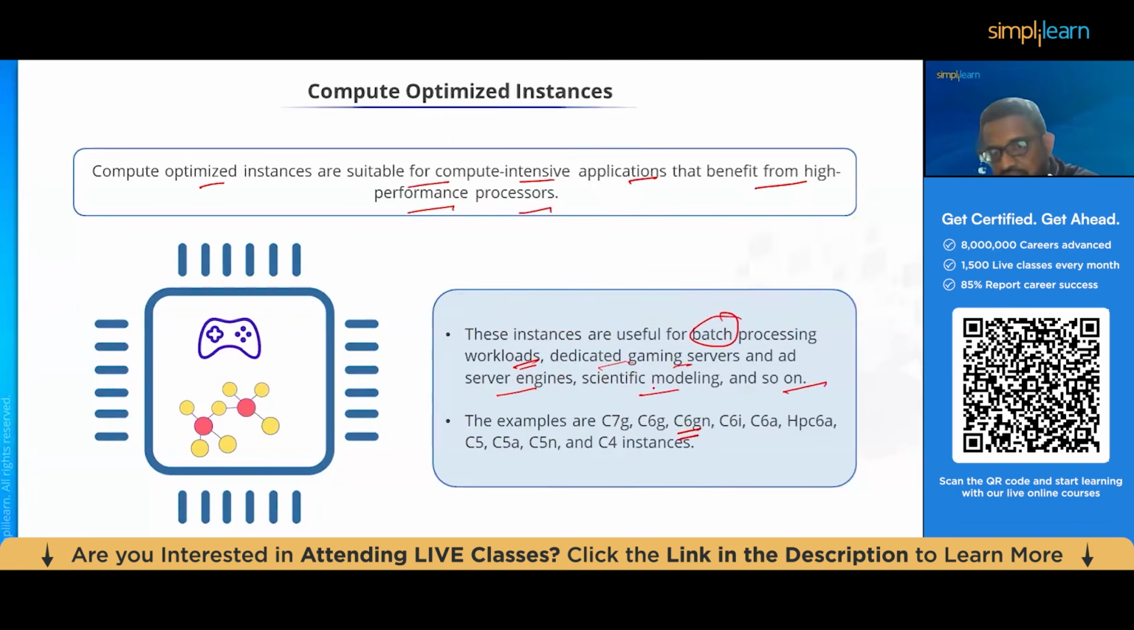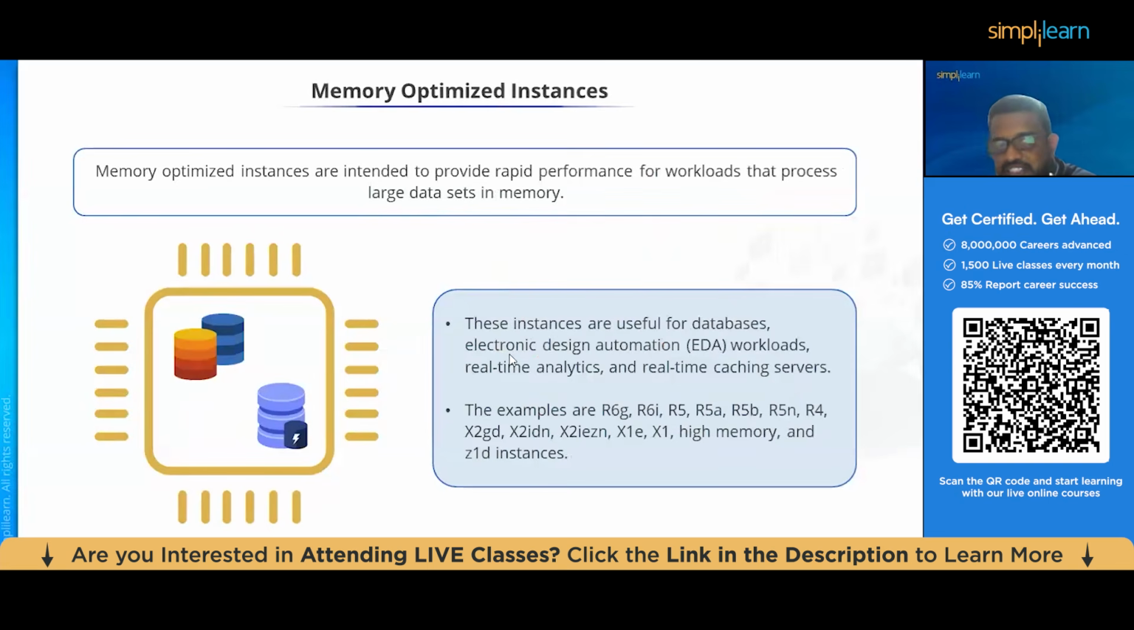So here I have C6GN. C is for compute optimized, 6 is the processor generation, G is the Graviton processor, and N is an additional capability. Now, the next point is memory optimized instances.